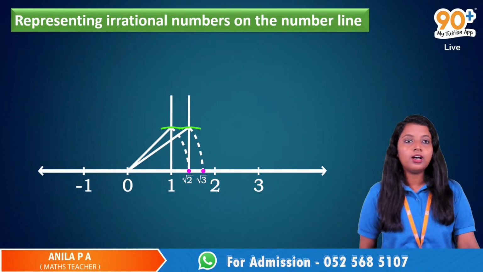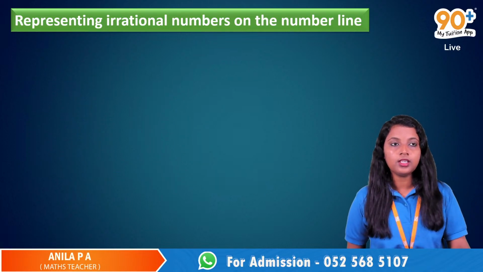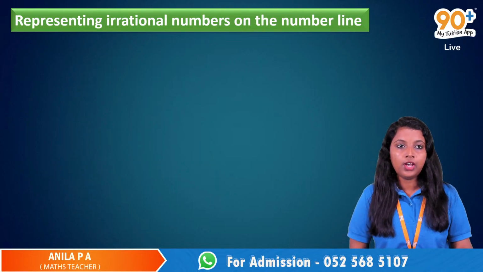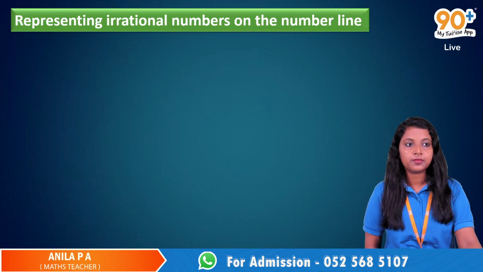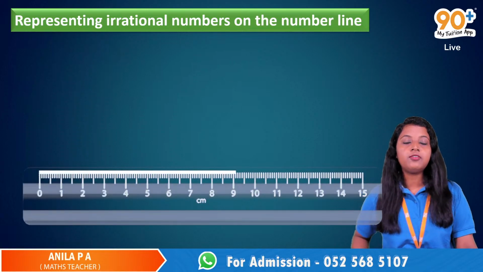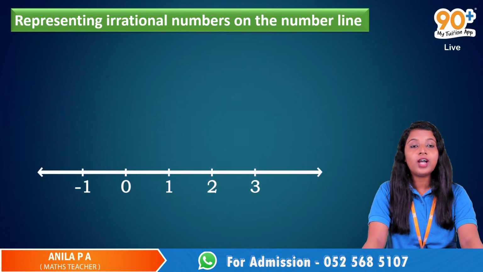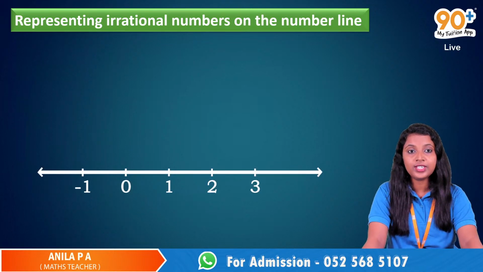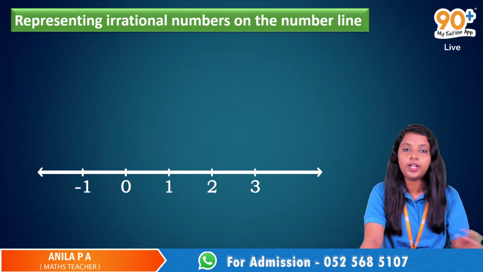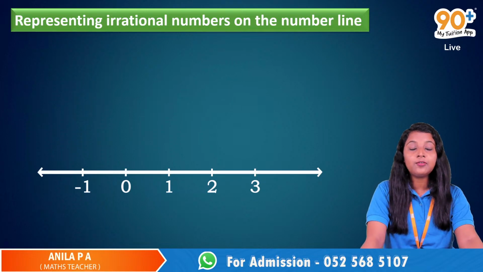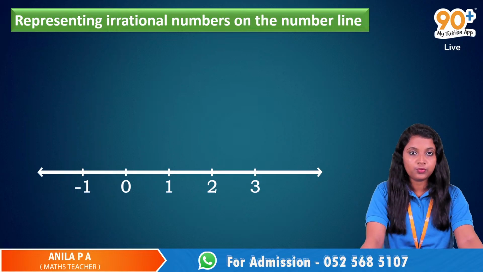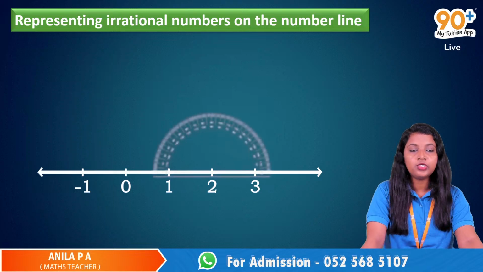Now root 5. How to draw root 5? Again, we have to draw this line and mark the points. While drawing root 2, we started from point 1. Now we have to start from this point 2.